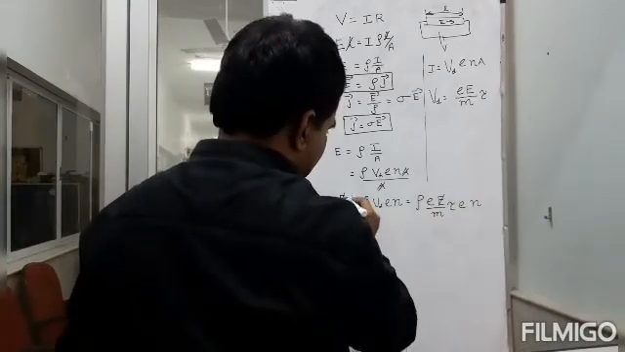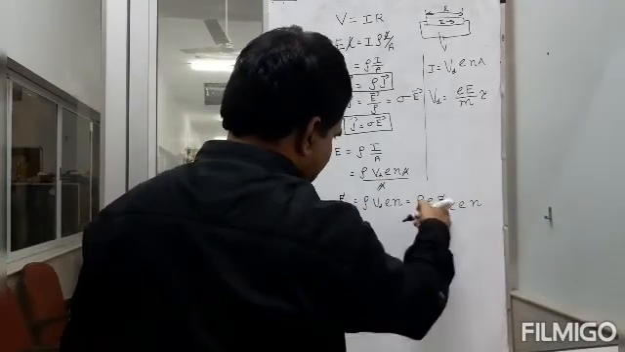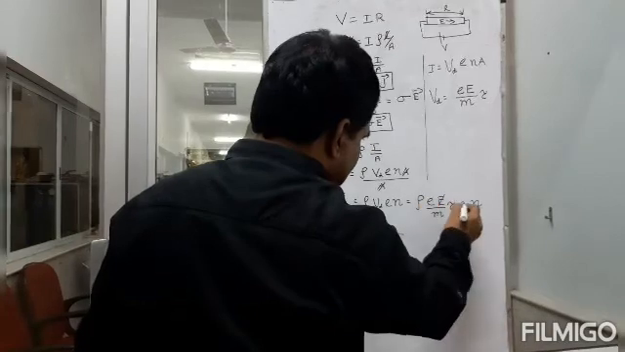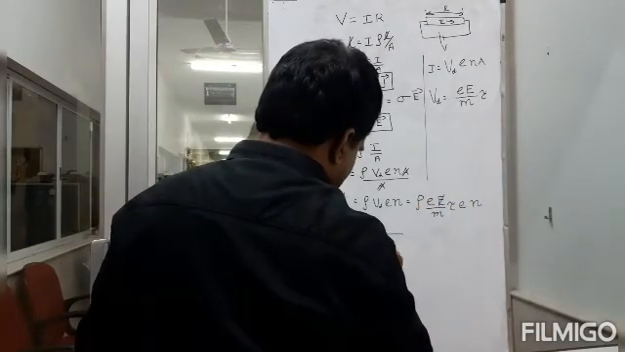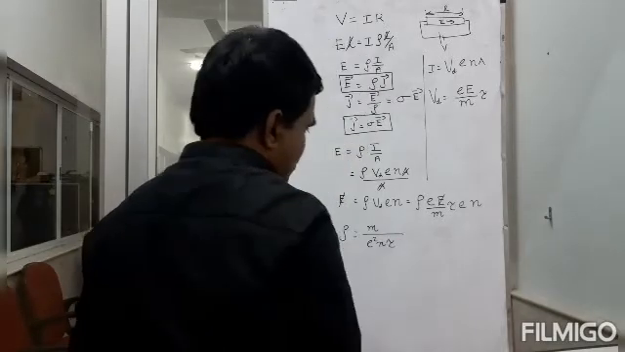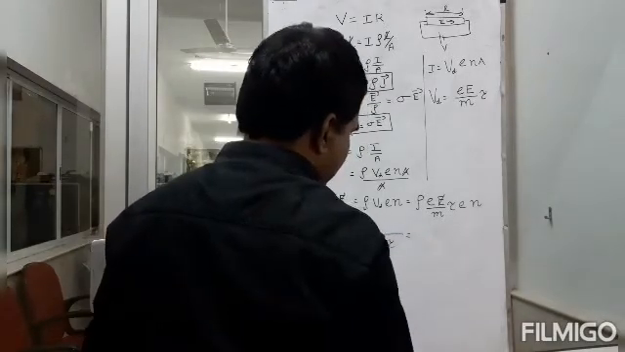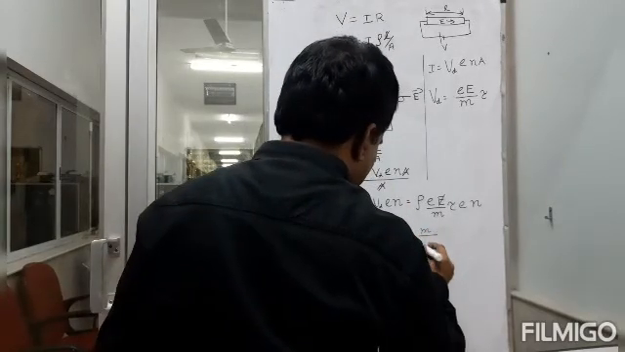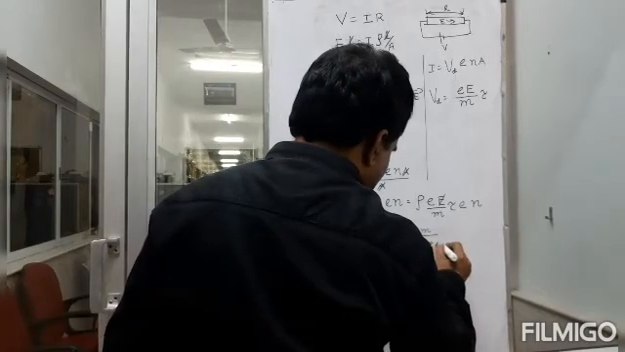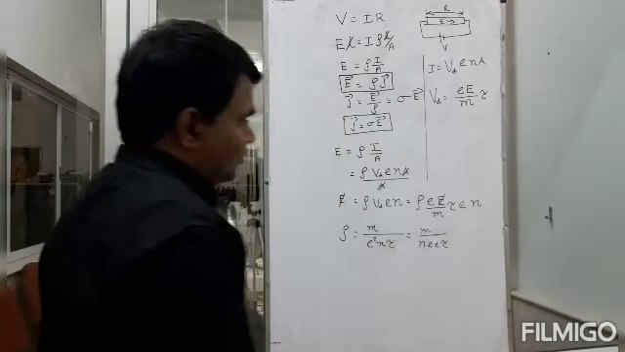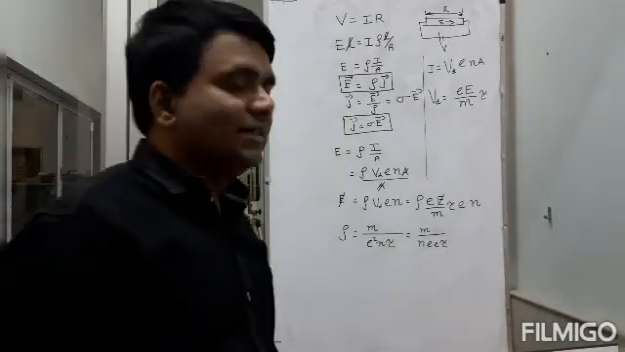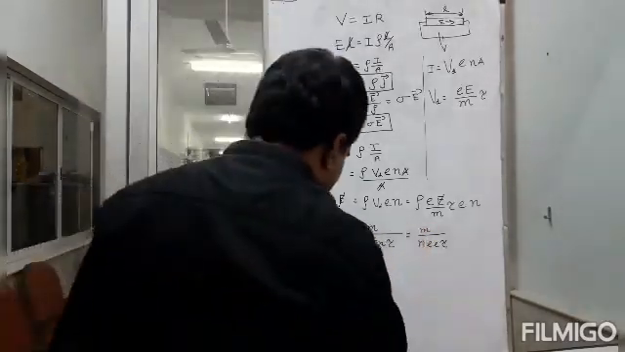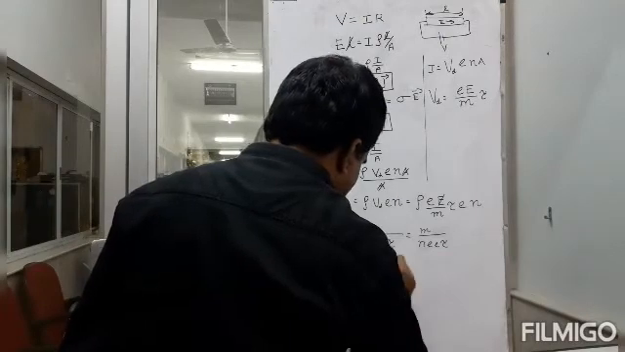Can I find rho from this? So this is 1. So rho is going to be m by e squared n tau, or better, I can do it like this, m by n e squared tau. Okay, it's very easy to remember. So rho can be written as m by n e squared tau.